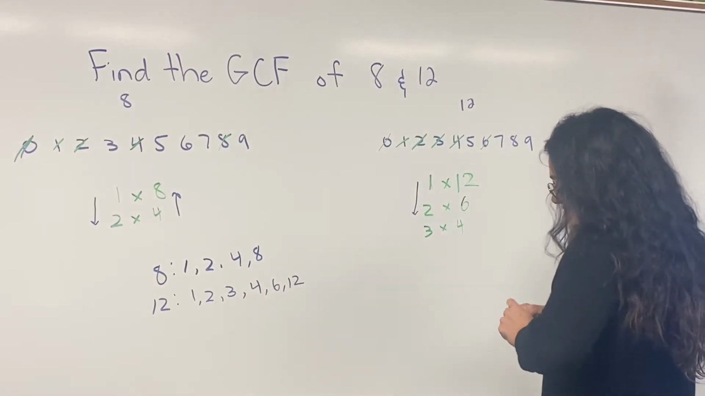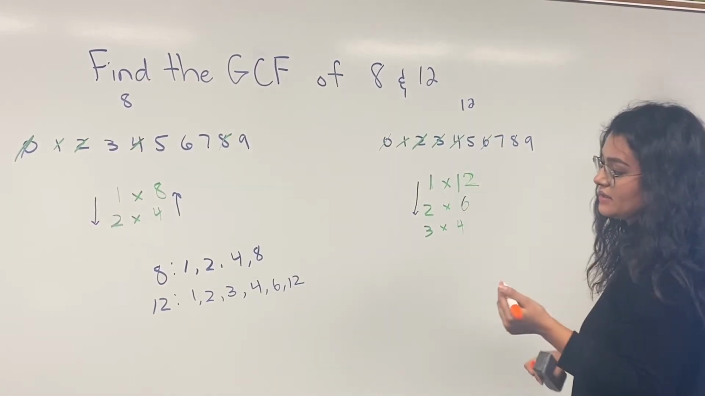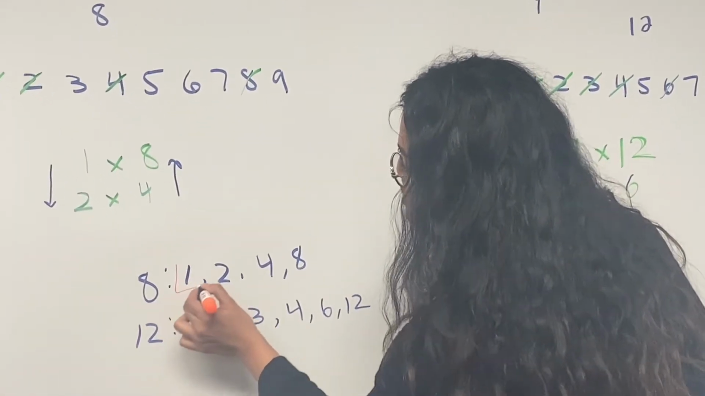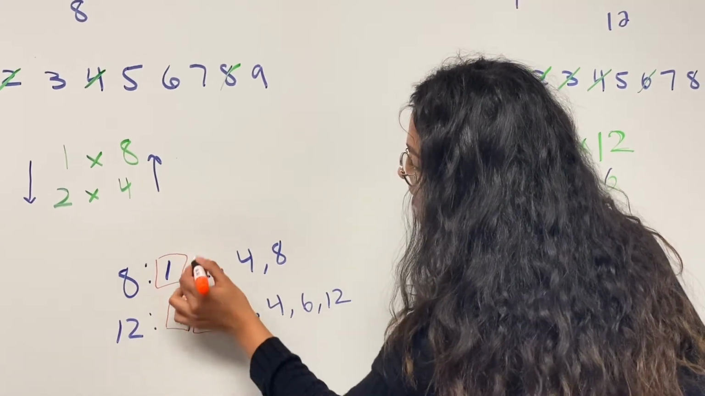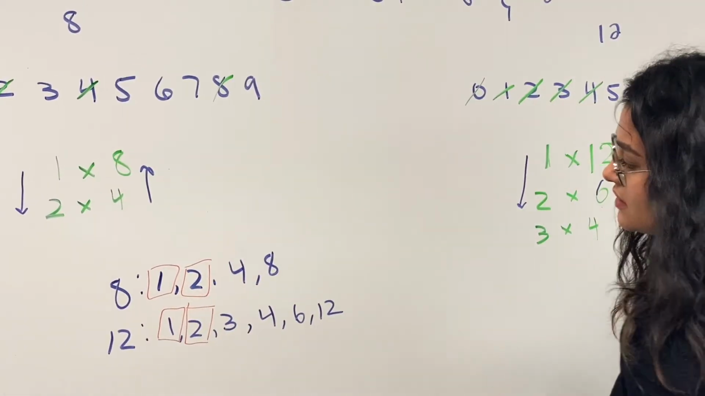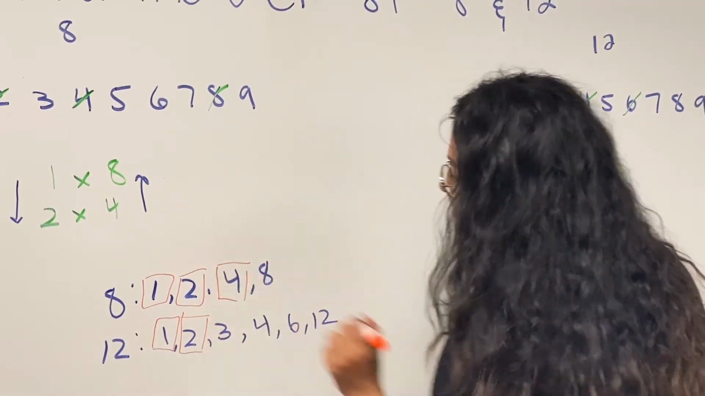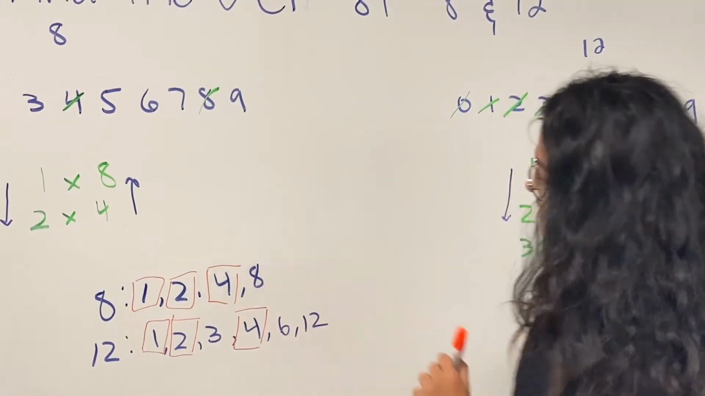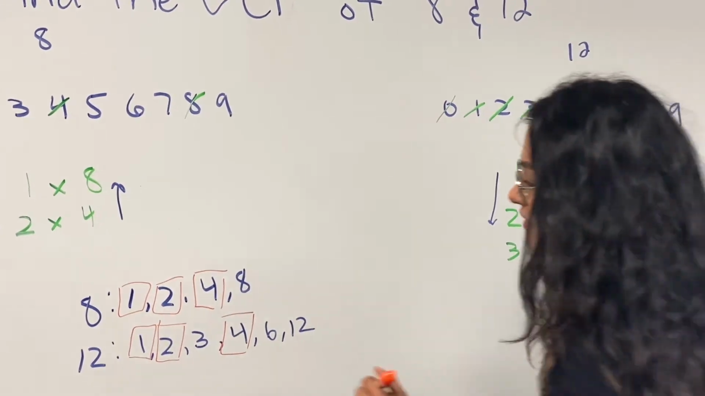So now I have to see what factors my numbers have in common. We have 1, so I'm going to do my orange. 2, we have 2 on both numbers. 3, not for 8, we have 4. I'm going to box that up. We have 8, 6, and 12, not in common. And my greatest common factor is my 4.